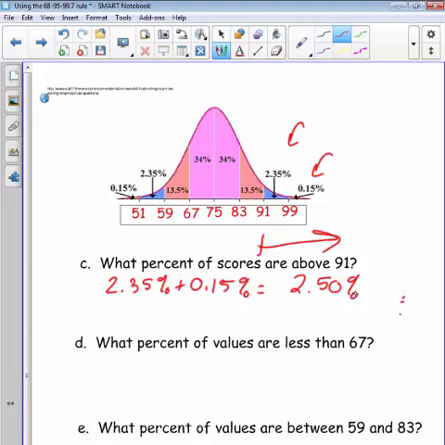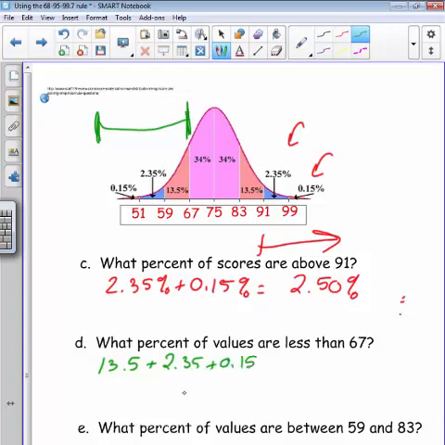What percent of values are less than 67%? Well, 67% is here. That's 1 standard deviation below the mean. If I want less than 67%, I'm looking at all of these possible scores. That's going to be 13.5 plus 2.35 plus 0.15. This gives us a total of 16%.